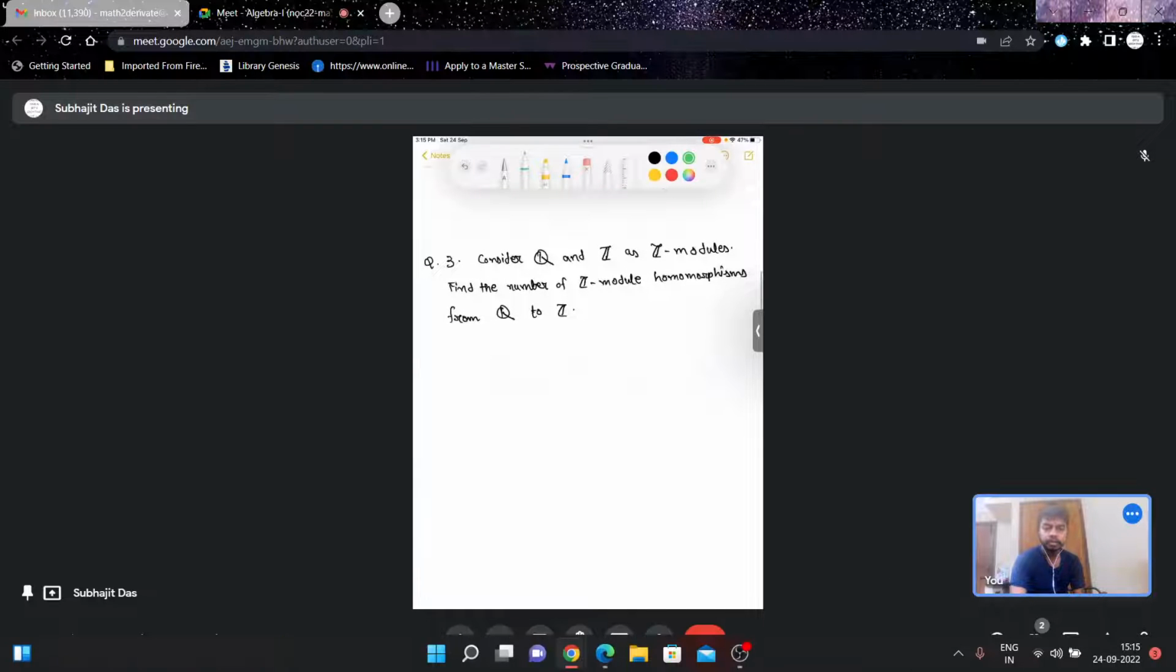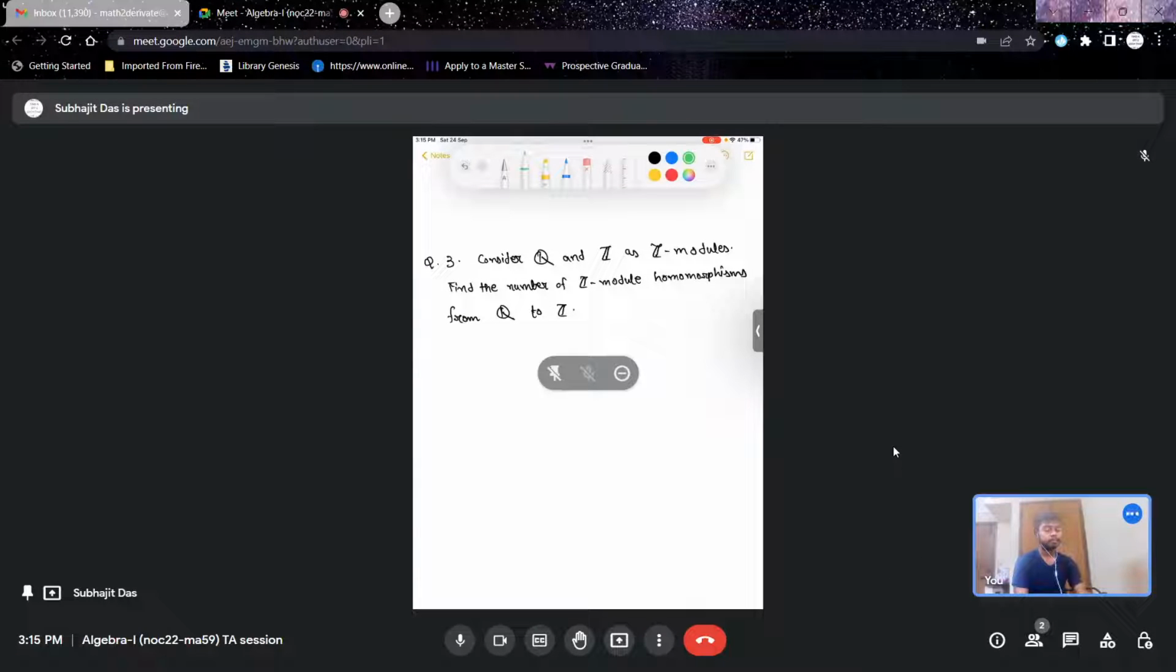Okay, so let us move on to the next problem. So observe, or maybe consider Q and Z as Z modules, right? We know that every abelian group is a Z module, so Q and Z in particular are Z modules. So we need to find how many Z module homomorphisms there are from Q to Z.